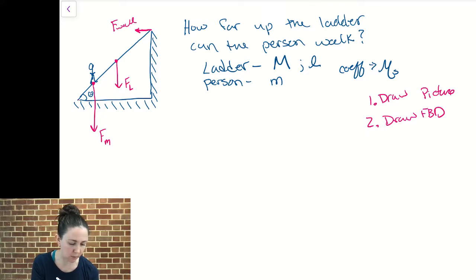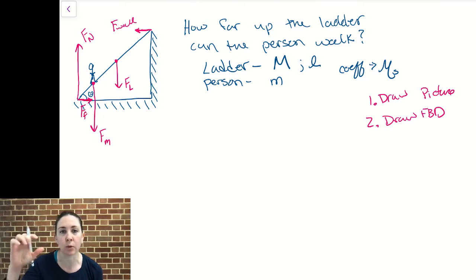And I have the force of friction going inward from the floor, because that force is preventing this ladder from flying out. So this is our force of friction. And we missed one more force, which is the normal force. And that's going to be a pretty big force if we think about summing our forces in the y direction. That normal force is going to be equal to the force of the ladder plus the force of the man.